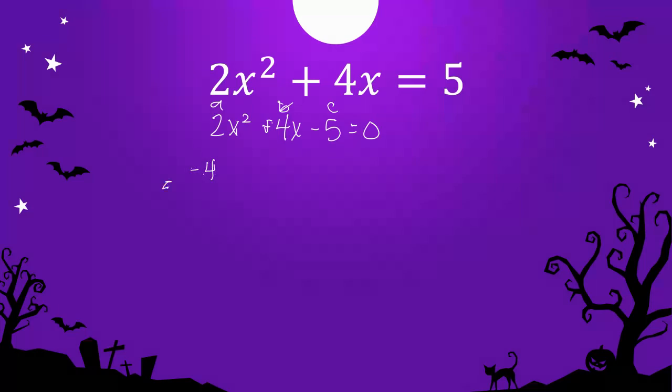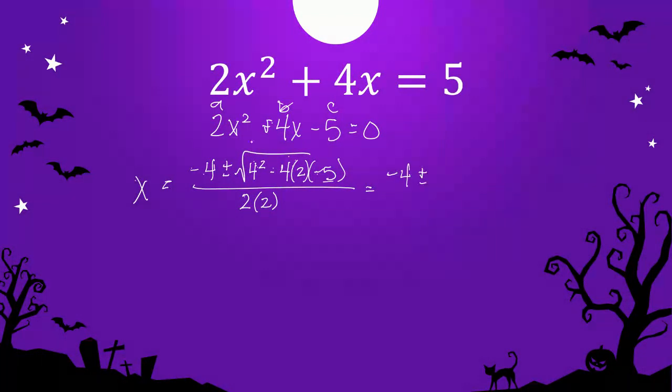So I'm going to take -4 plus or minus the square root of 4 squared minus 4 times 2 times -5 all over 2 times A, which is 2. Now let's simplify. So this is 16. 4 times 2 times 5 is 40, and it's negative. So 16 minus -40 is positive 56. Remember that when I subtract a negative, I'm actually adding?